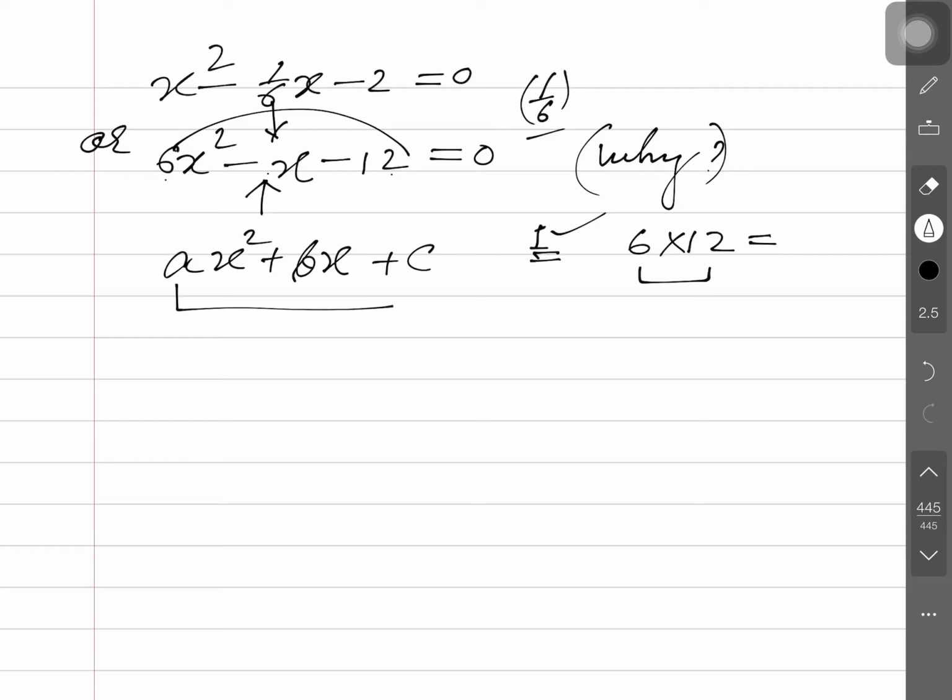So this is A and this is C. From A and C we have to arrange two numbers as a product, such that their sum or difference must be the middle term. So the middle term gets broken, gets split. Is that clear? This is the simple method.